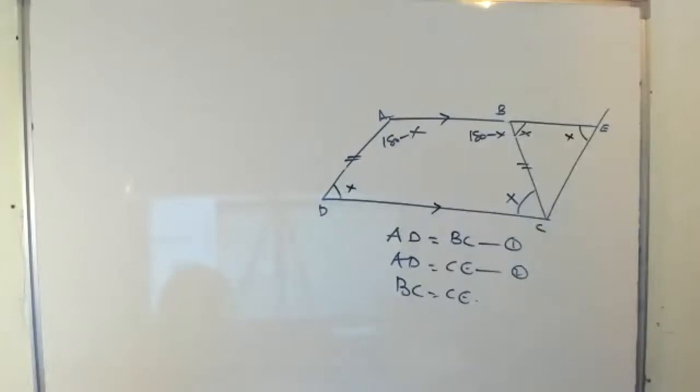Sir, can we also write adjacent angles of a parallelogram? That's no problem, same thing only. Then angle A plus angle D is 180. Therefore, angle A is 180 minus X. Hence, angle A equal to angle B. Proved.